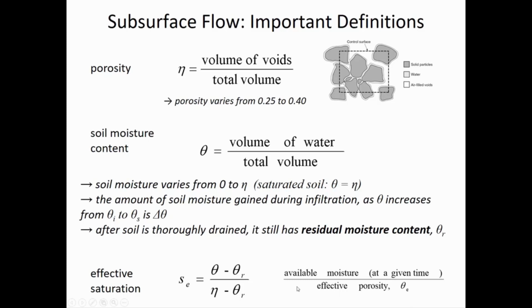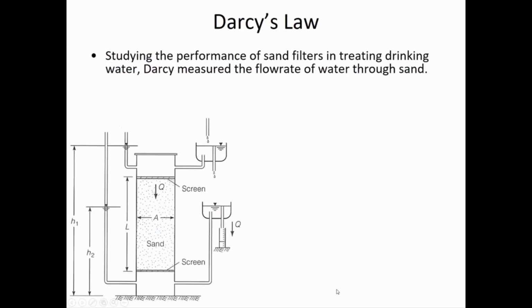So the effective porosity is saying, the voids minus the residual content, it's the amount of water that could be there if it was fully saturated, minusing out the water that has nowhere to go because it's so tightly bound to the soil.